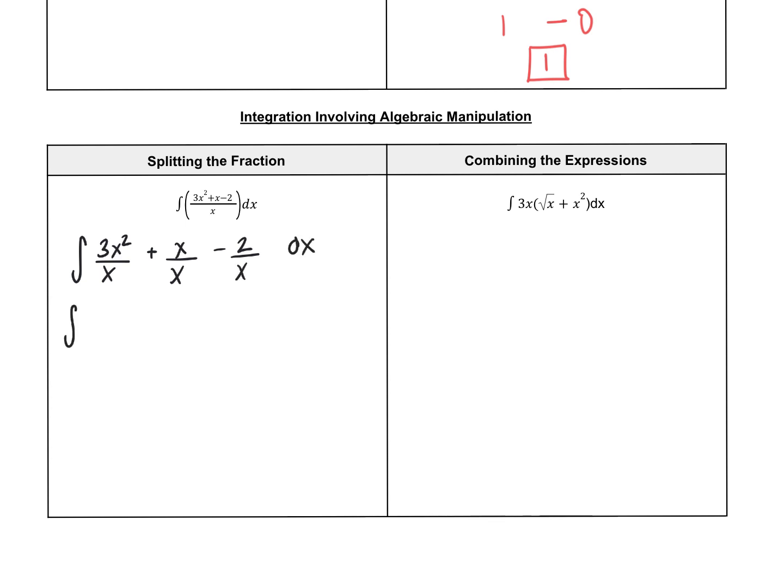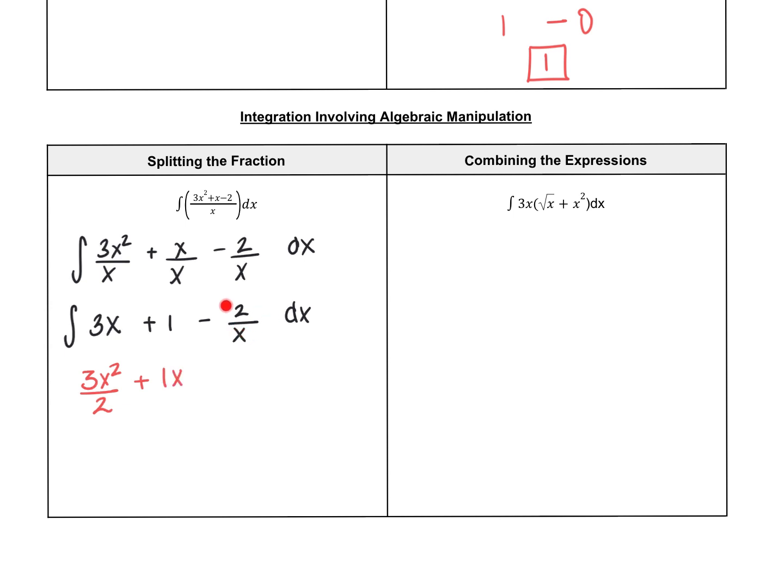So when I divide them, the first term, I just get 3x. Second term, I get 1. And this term, I kind of have to leave as 2 over x. I can't really divide them. So let's take the integral of each piece separately. So now I can add 1 to the power and divide by that power. This one, I know I can just make 1x.